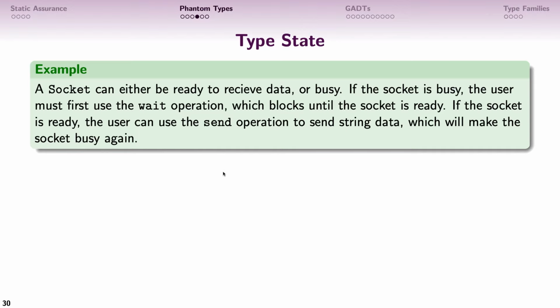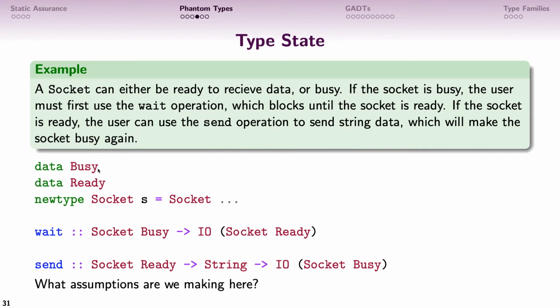So we have two states here. One is busy and one is ready. And our socket will be parameterized by an extra parameter s, which denotes the state it's in. Then the implementation of the socket isn't our concern at the moment. But our type signatures say wait requires a busy socket, and it will block and presumably only return once the socket is ready, and it will return a ready socket for us.